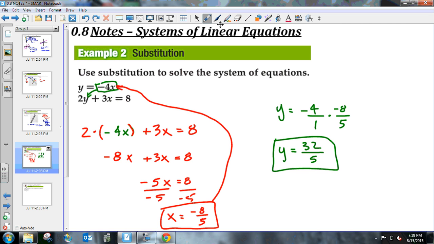So my answer, my solution that I have to write as an ordered pair, is the point negative 8/5, comma, 32/5.